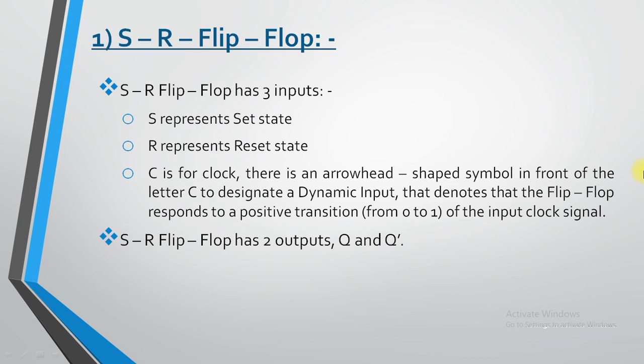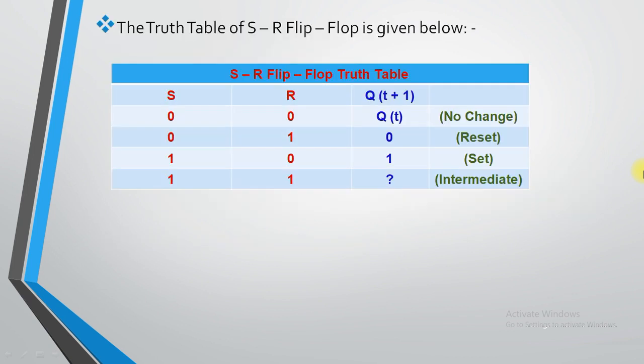When a positive transition is there, at that time the transition from 0 to 1 occurs. Now there are two output variables, one is called Q, another is called Q dash. Q represents the normal value, Q dash represents the complemented value. Here is the truth table of the SR flip-flop.